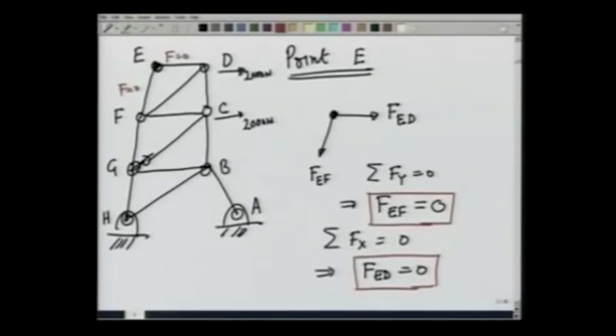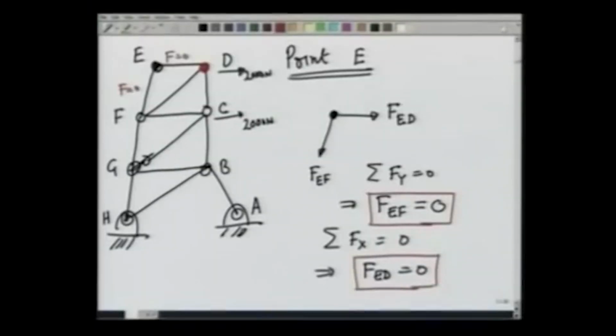Now if I go to point D here, there are only two unknown forces here, FDC and FFD, and therefore I can determine both from the two force balance equations. Let us do that. So if I go to point D, let me again make this structure.